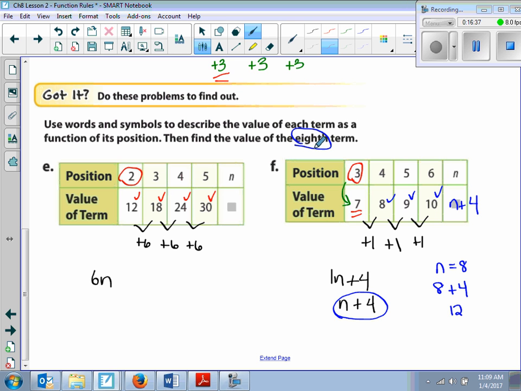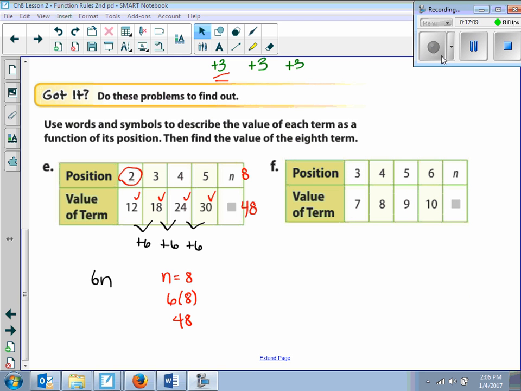Now, we're going to look for the 8th term, okay? So, for the 8th term, n is equal to 8, right? So, we have 6 times 8, which is equal to 48. So, if I'm looking for the 8th term, that would be 48.